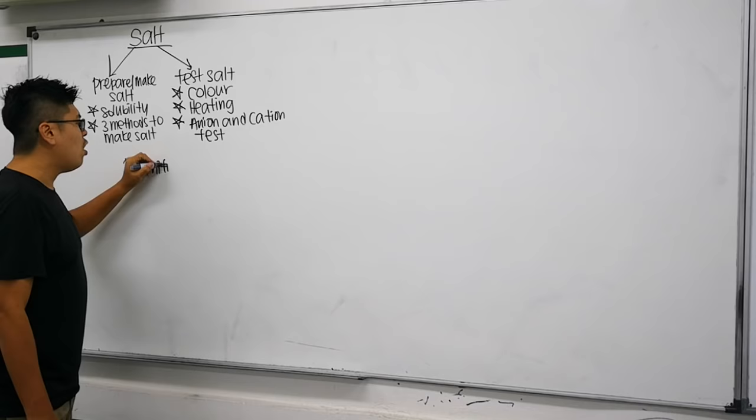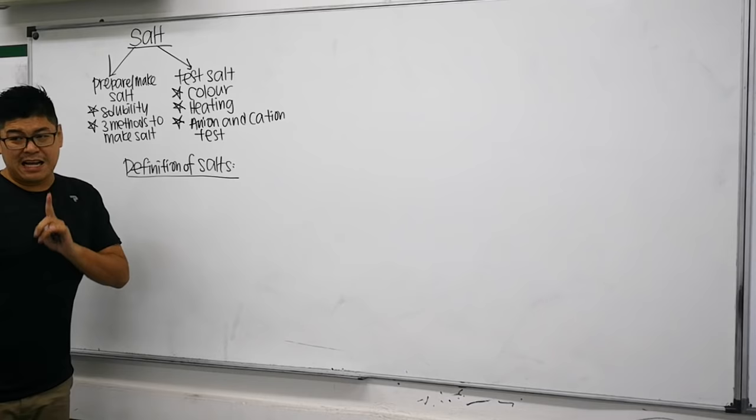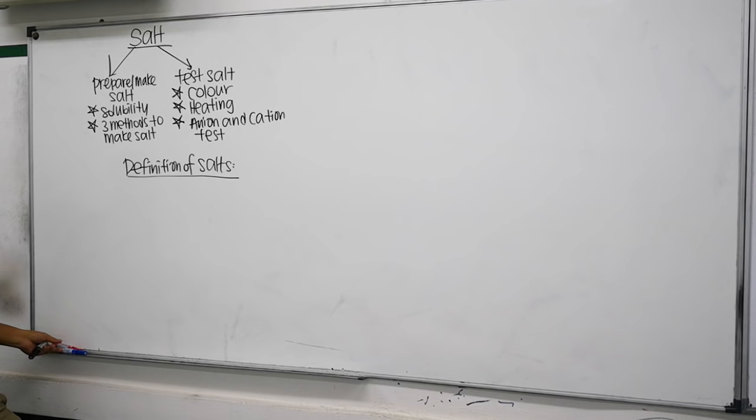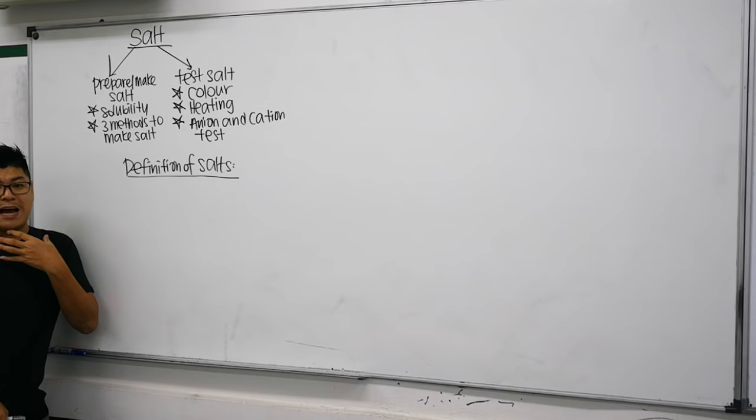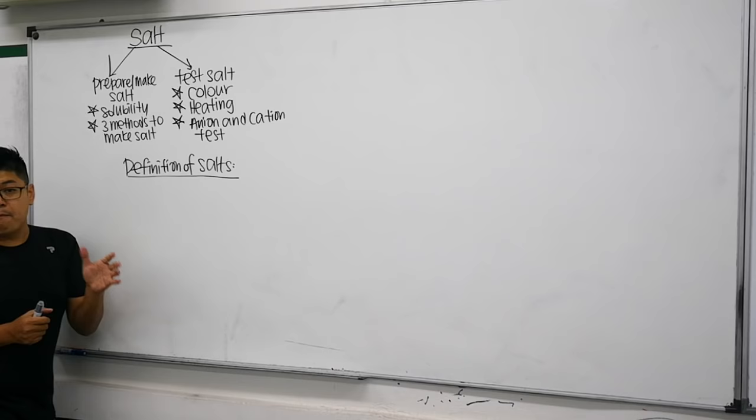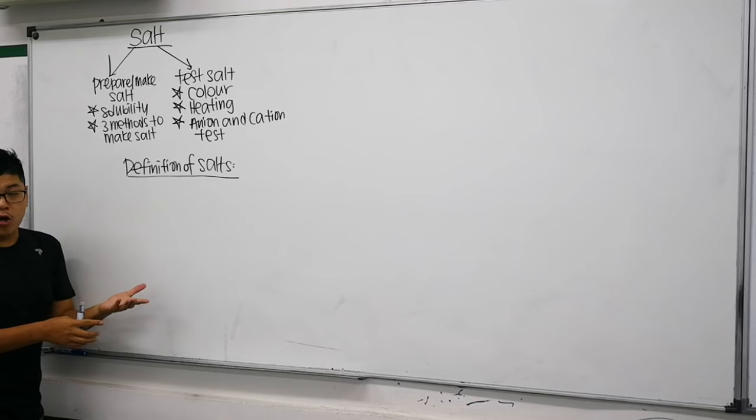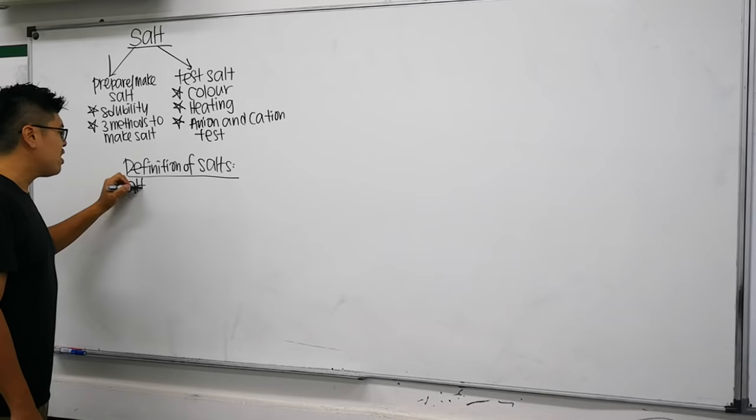Listen carefully. The salt in chemistry has nothing to do with the salt that we eat. I repeat: salt in chemistry has no direct relationship with the salt that we eat. The salt that we eat, we call it table salt, in chemistry called sodium chloride. But in chemistry, salt is not only sodium chloride, there are a lot more. So what is salt in chemistry? Salt is an ionic compound.